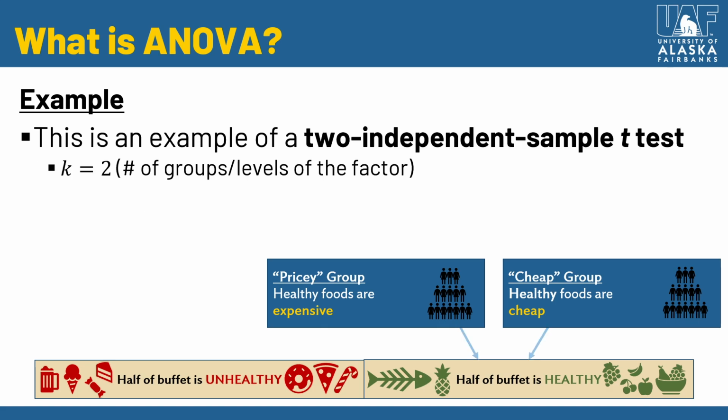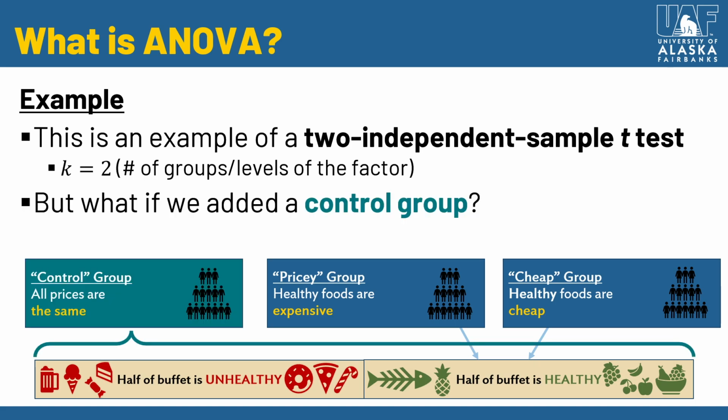But so far, if you've been paying attention and thinking about what you've learned in this class so far, you'll note that this is an example of a two independent sample t-test, right? At this point, k is still just 2. And so let's ask, okay, what if we added a control group, a control group in which all prices are the same? There is absolutely no difference between unhealthy and healthy food.